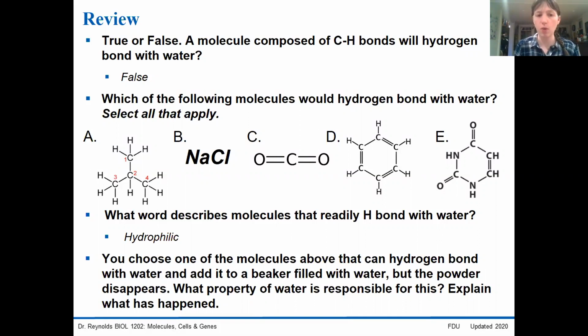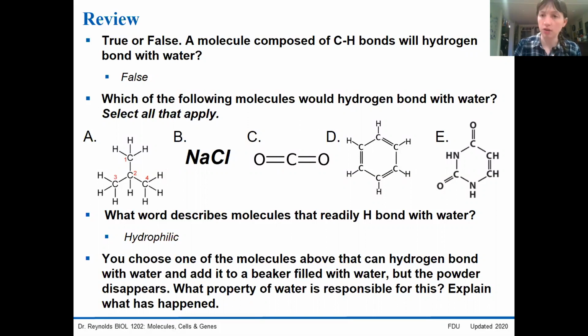Now, I asked you to give a short answer where you chose one of these molecules that can hydrogen bond to water, and then place that molecule into a beaker surrounded by water, and that molecule would seemingly disappear. When I grade you on short answer questions that are dealing with water, I want to be very clear about my grading criteria. The first is that you need to use the word hydrogen bonds, and you need to use the word hydrogen bonds in a context that accurately describes hydrogen bonding.